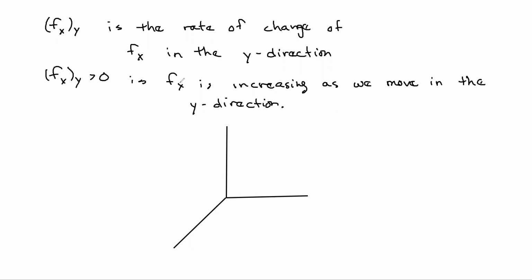Well, what is the partial with respect to x? What's the slope in the x direction? So this is saying how the slope in the x direction changes as you go in the y direction. Let me write that down. Slope in x direction, that's the partial with respect to x, and how it changes as we go in the y direction.